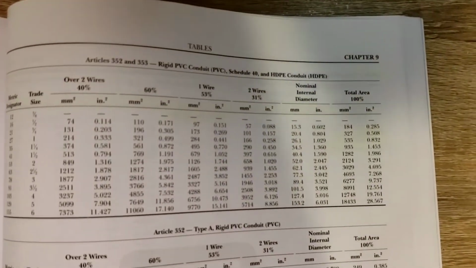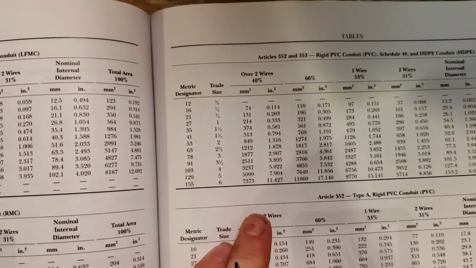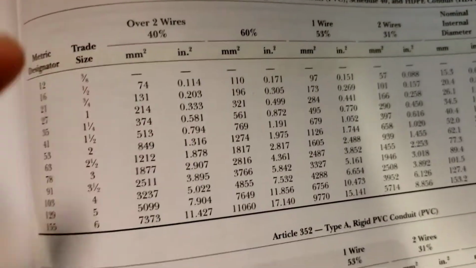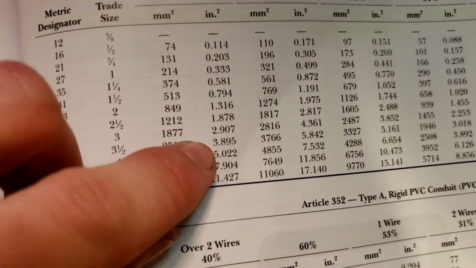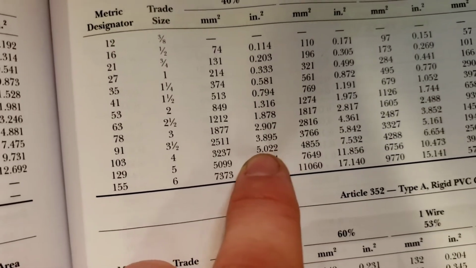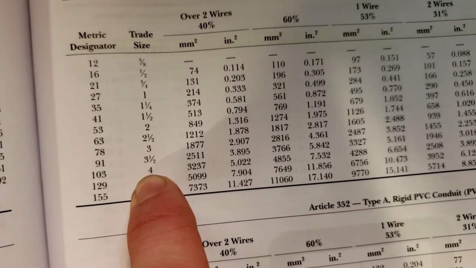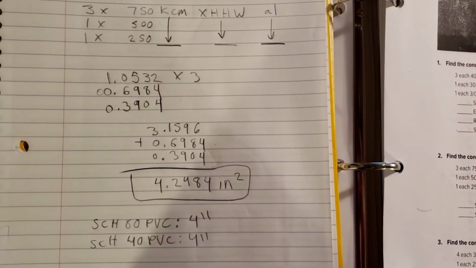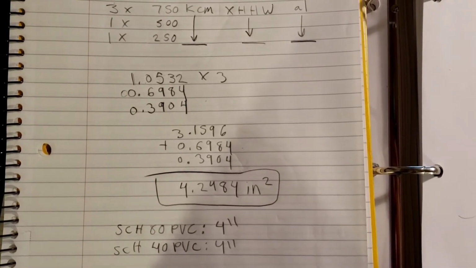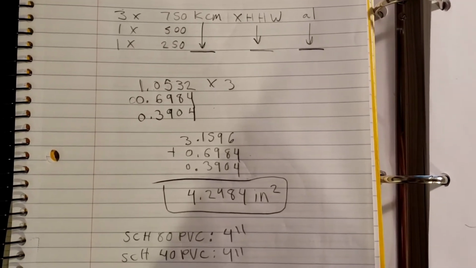Then right here, we have our schedule 40 PVC, and we're going to do the same thing. We're going to use the same number. Right here, we got 3.895, not going to work, but we got 5.022. Well, that'll definitely work. So that's also a 4-inch trade size schedule 40 PVC. So in all, it's very logical, straightforward, and makes sense. You just got to know what to do and where to look.